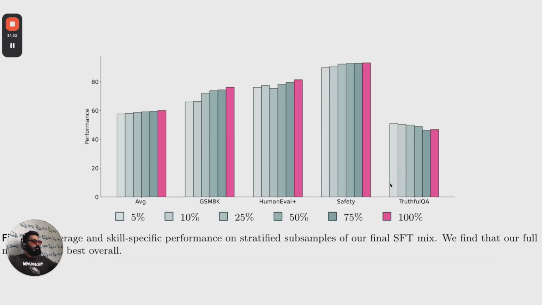This is the graph that shows that for everything except TruthfulQA, adding more data gives an overall higher score. So the average increases as you go from 5% to 100%. GSM8K increases, HumanEval Plus increases, safety increases.